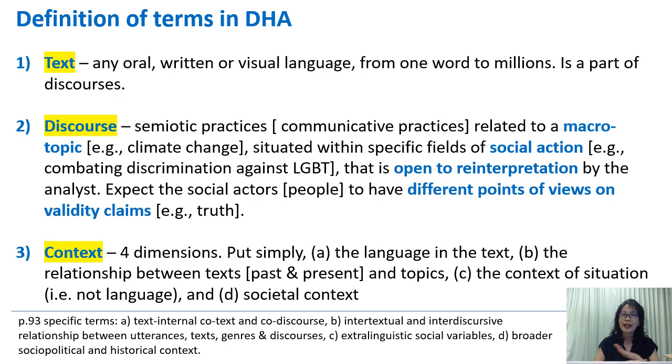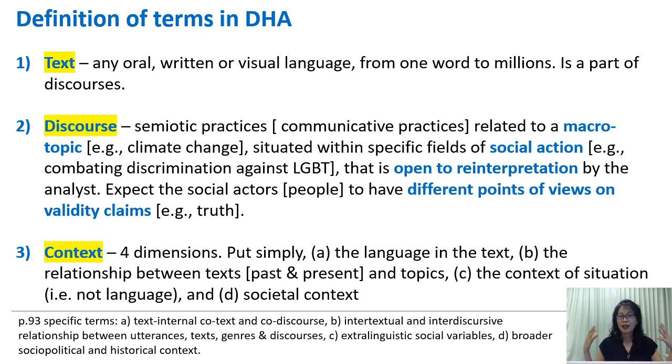Firstly, text. This will refer to any oral or written language, which may be 1 word, which may be 10,000 words. Discourse. This refers to semiotic practices related to a macro topic, situated within specific fields of social action. For example, combating discrimination against LGBT. So it means that it is open to reinterpretation, and there are different points of view that you could take to look at the validity claims.